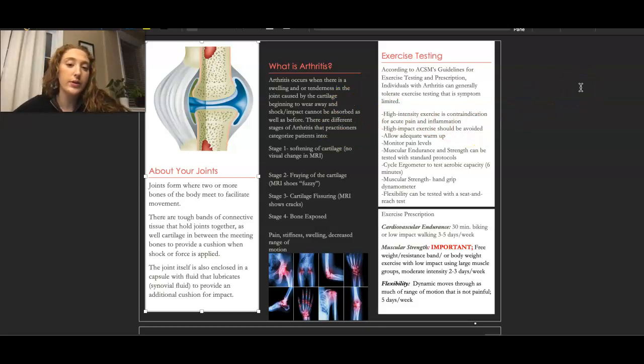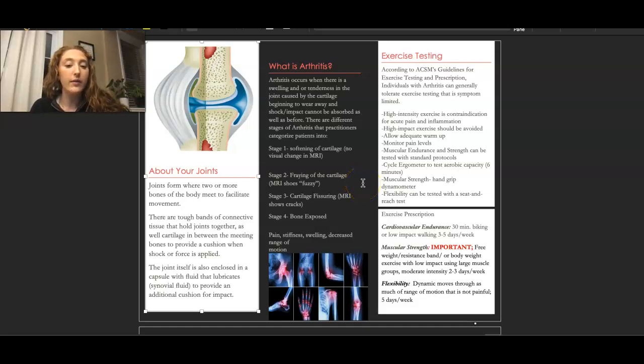Arthritis occurs when there is a swelling or a tenderness in the joint that's caused by the cartilage beginning to wear away, and then the shock or the impact that is usually absorbed cannot be absorbed as well as before. There are different stages of arthritis that practitioners see and categorize patients into. Stage 1 is the softening of the cartilage. As I mentioned before, that cartilage is that light white piece right in between the two bones. So that cartilage starts to soften. When you look at it in an MRI, there's no visual change, but patients start to feel some symptoms.